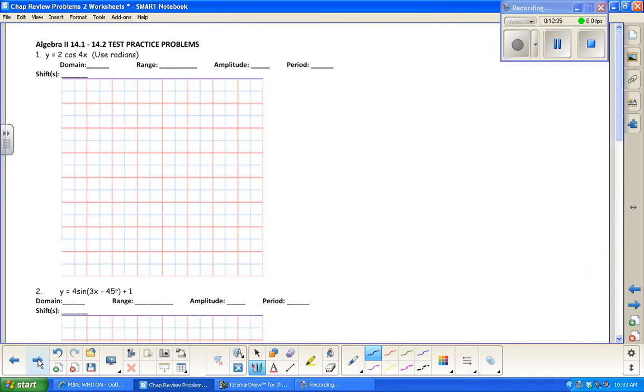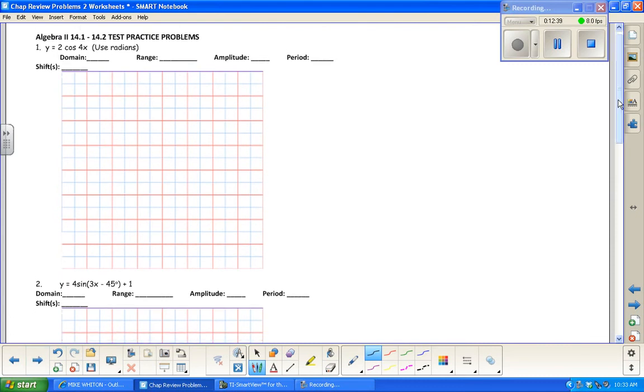And then the practice test, sorry, this printed a little small. Hopefully it's viewable here. Just some basic graphs, not word problems or anything. So let's set this up. I don't really like how this graph paper looks, but we'll do our best here. So the equation is y equals 2 cosine of 4x, and it wants you to do it in radians.